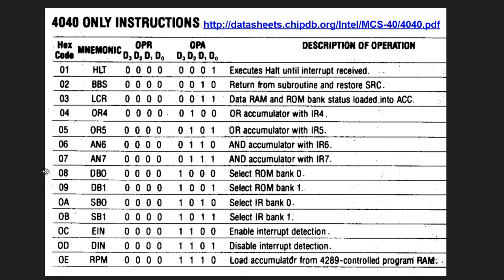Now we have a list of 4040-only instructions, so these are the new instructions that were added to this new CPU. You can see it's for halting, also for supporting some additional registers, and they also implemented AND and OR instructions in the CPU, because previously, for the AND, for example, you would have to write a routine. Then we have ROM bank selection, selecting register banks, interrupts enable and disable, and this load accumulator from program RAM.